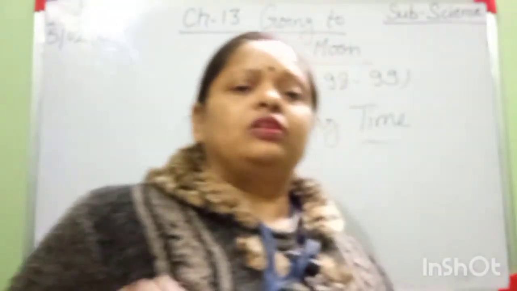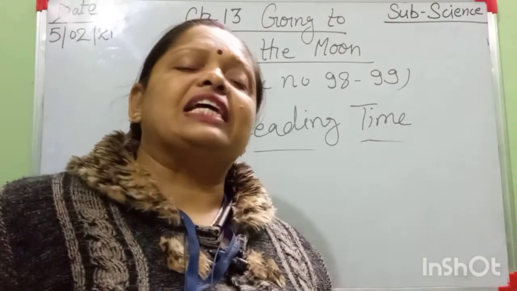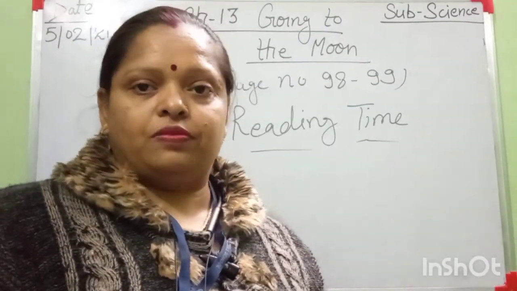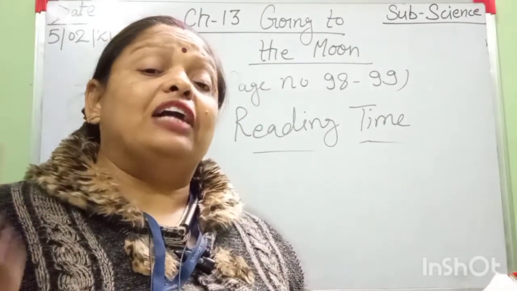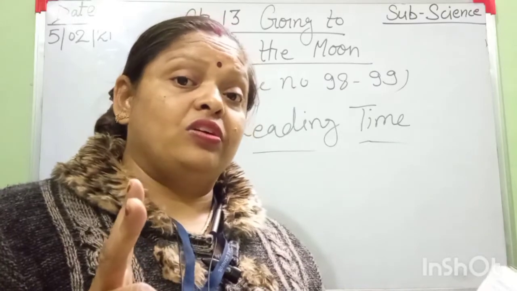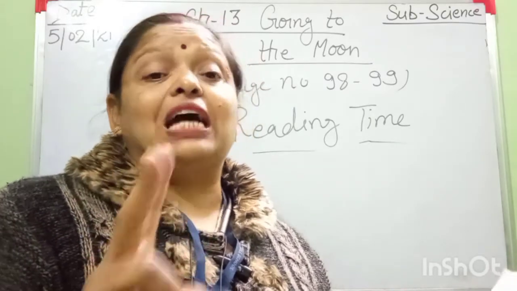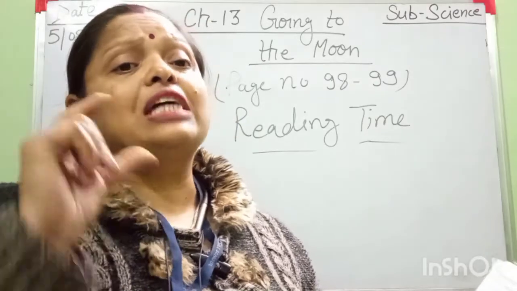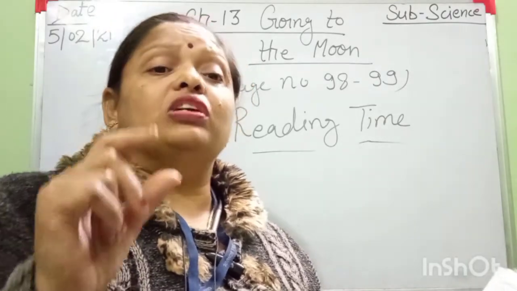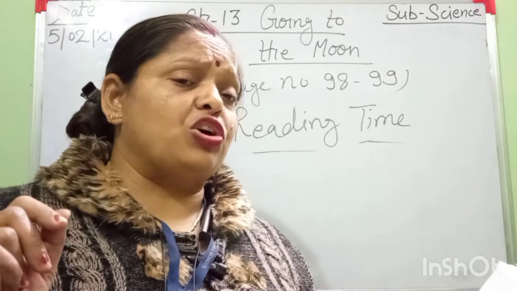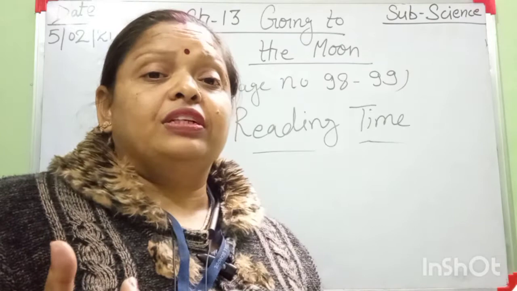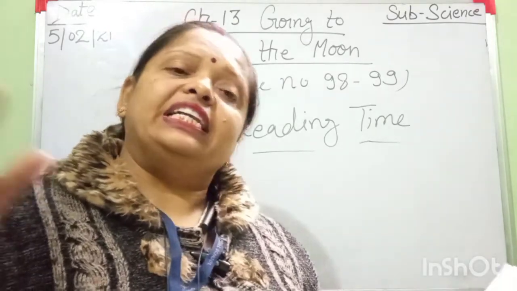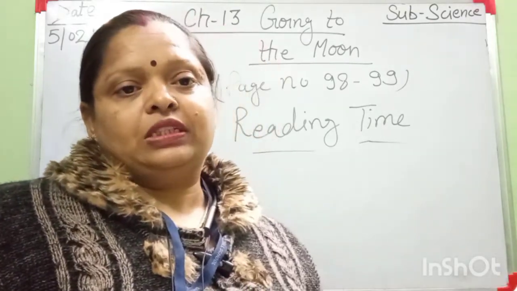Okay, beta. I hope all of you read this chapter two or three times, and in the next class I will explain this chapter. I hope all of you understand everything. This is my request: all of you read this chapter by yourself, because in this chapter there are some difficult words like Neil Armstrong, Michael Collins, astronauts, spacecraft. All of you read now. In the next class, I will explain this chapter. Okay, beta?